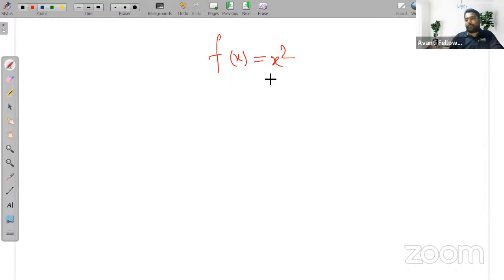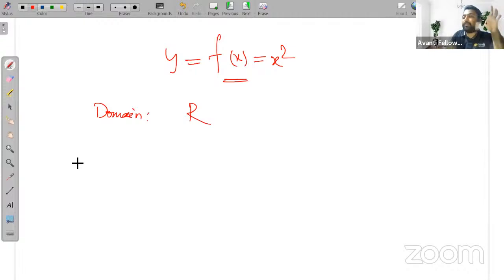What is the domain of this function? What I have told you: the set of all inputs for which the function is defined. Then we can say that is the domain. So, in place of x, what are the values we can take for which f of x is defined? What are all the possible values? In place of x, we can take any real number. That's why this is my domain.